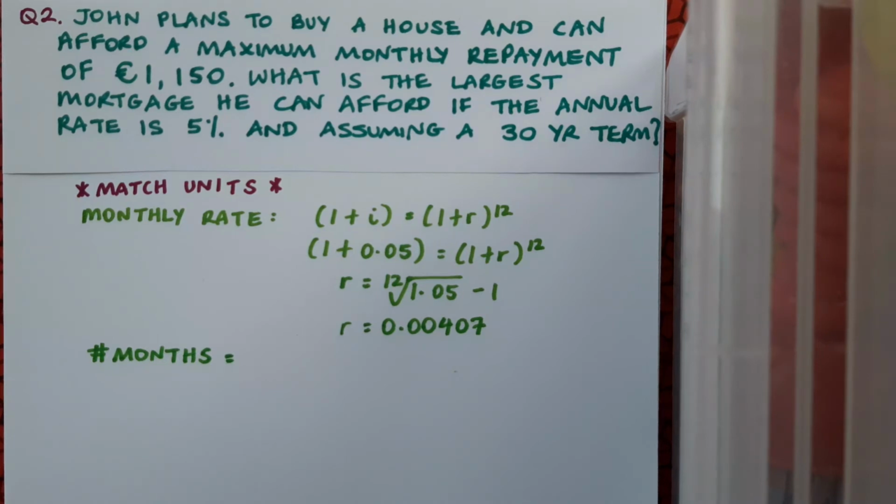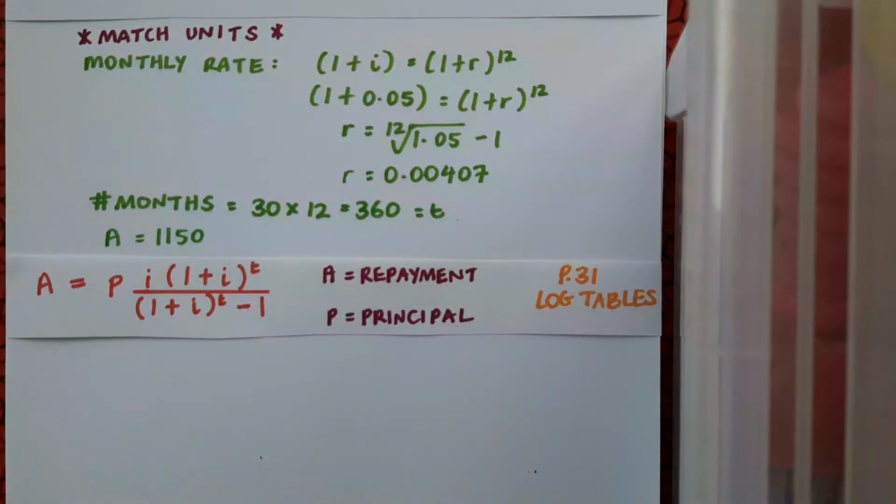Next, I'll find the number of months. So I've got a 30-year term, times that by 12, and that 360 will be the t value. And I'm looking for the value of the mortgage, which is P, and I'm being told the monthly repayment, so that's A. So here's my formula from the log tables on page 31. And again, we just substitute in and then carefully calculate.